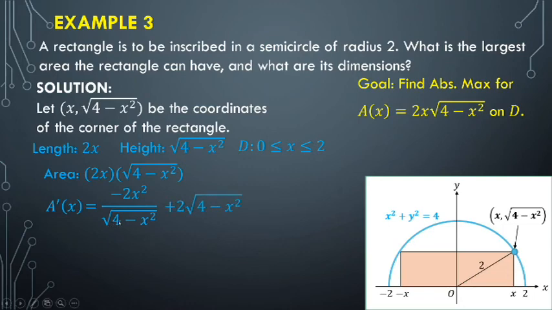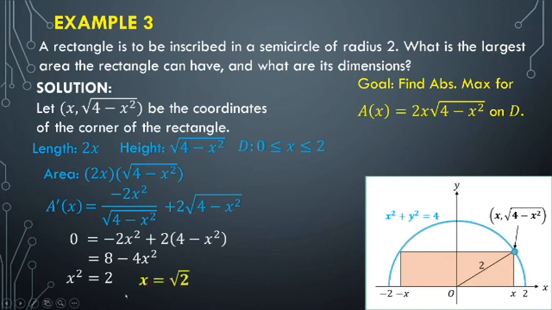Now multiplying both sides by the denominator of this one, we have negative 2x squared plus 2 times, since it is a square root times another square root of that, 4 minus x squared. Now let's find the values of x that make this equal to 0. This is equal to 2 times 4, which is 8. Then negative 2x squared plus 2 times negative x squared is negative 4x squared. Then transpose negative 4x squared to the other side, then divide both sides by 4, and we have x squared is equal to 2. Therefore, x is equal to square root of 2 or x is equal to negative square root of 2. So it's either this or this.